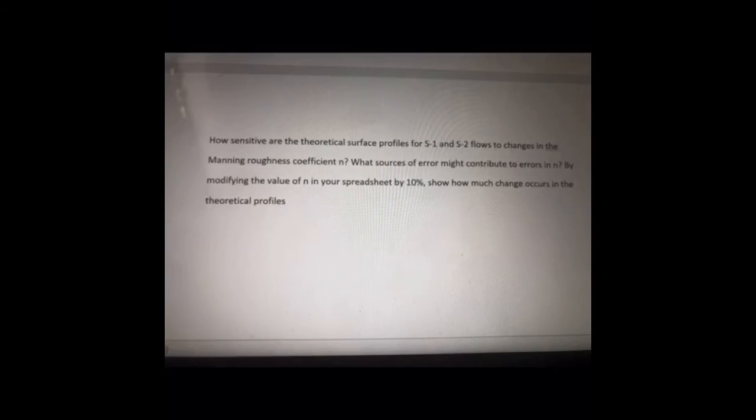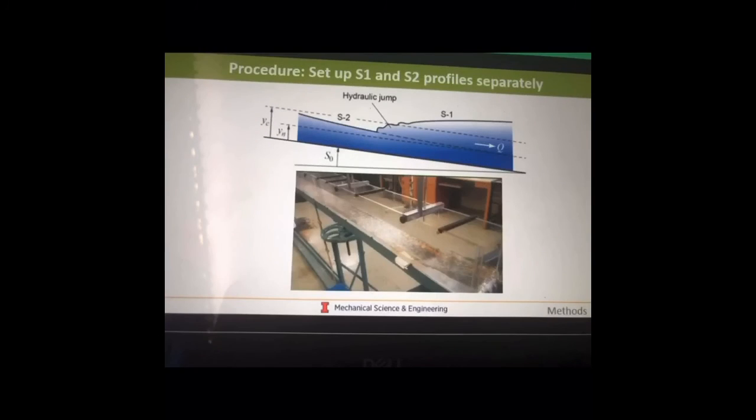The final question asked me how sensitive the S1 and S2 profiles are to changes in the Manning roughness coefficient and what sources of error might contribute to errors in the roughness coefficient. And then to modify the value of N we calculated in our experiment by 10%, show how the S1 and S2 profiles change. From the experiment, I was able to find that the profile is very sensitive to change. So, for example, if I took N to be 0.077 and increased it by 10% to 0.008547, the value of the S goes from 0.000581 to 0.00703. And although this change is small, it's a roughly 20% increase.